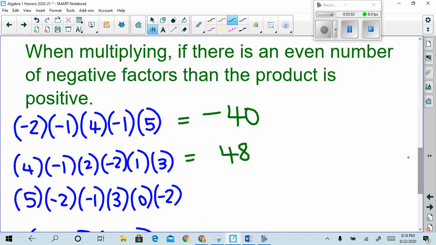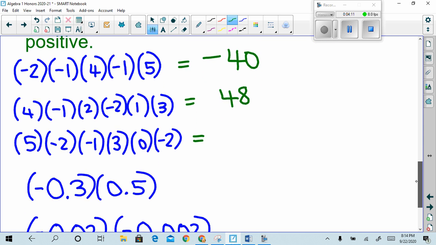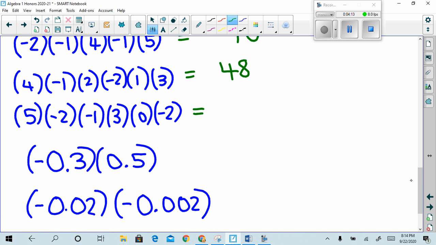Third problem. Take a look at this one. I have 1, 2, 3 odd number negative factors. And the product of this one will be, we'll do that one in class. Let's look at the next ones. From this point forward, we'll do these in class.